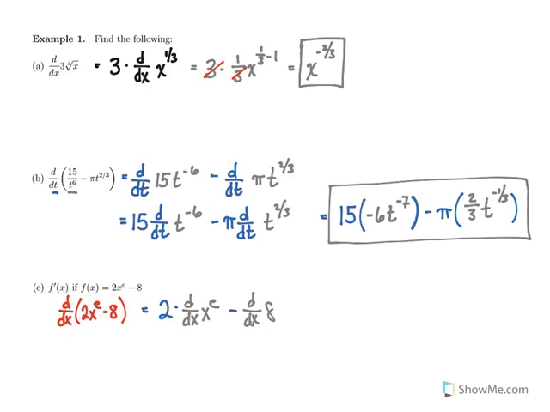So x to the e is just going to be, e is a number, so this is going to be bring the power down out in front, decrease the power by 1. It looks a little bit weird, but that is a well-defined function. And the derivative of 8 is just a constant, so the derivative will be 0. So this whole thing is going to be 2e x to the e minus 1 power.